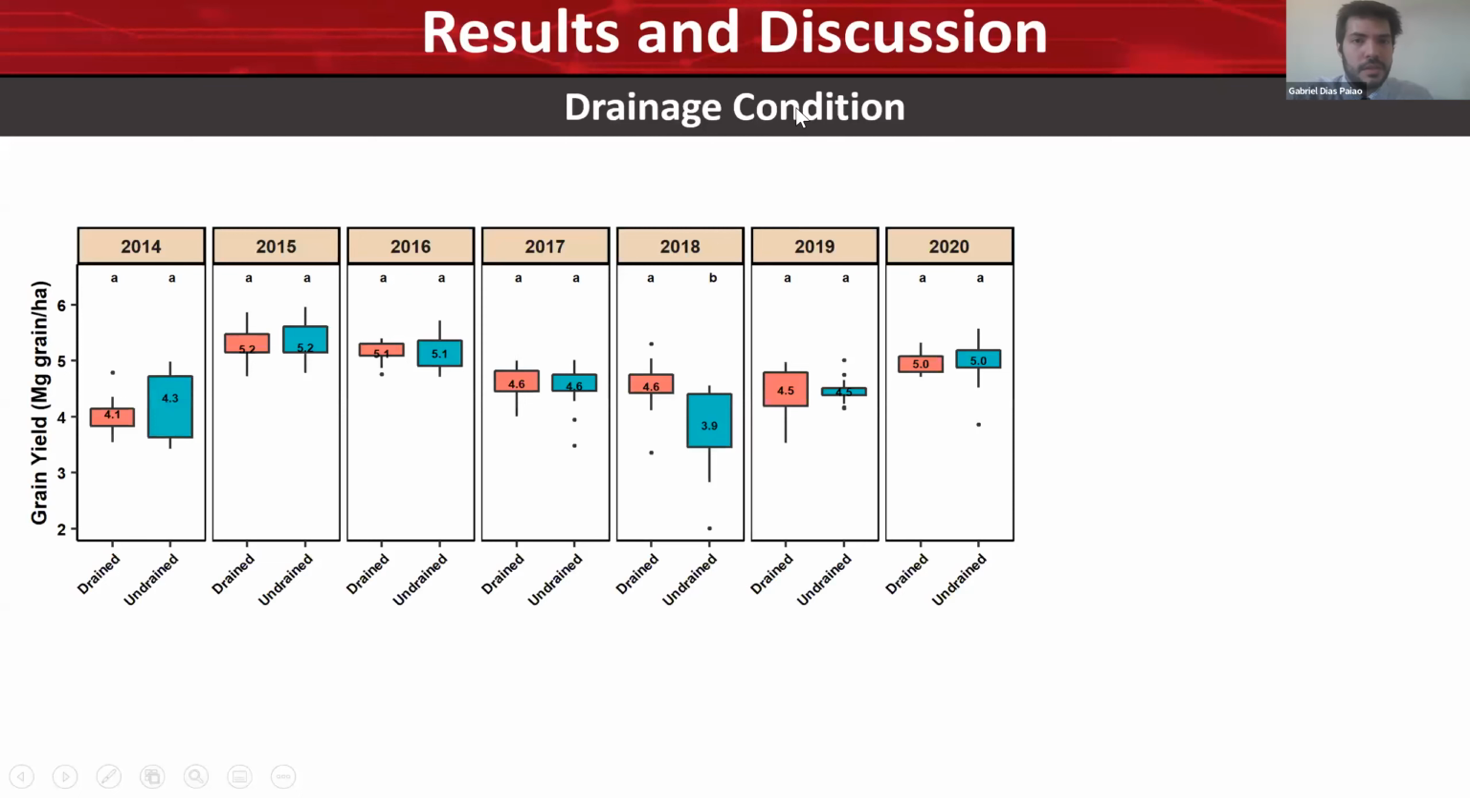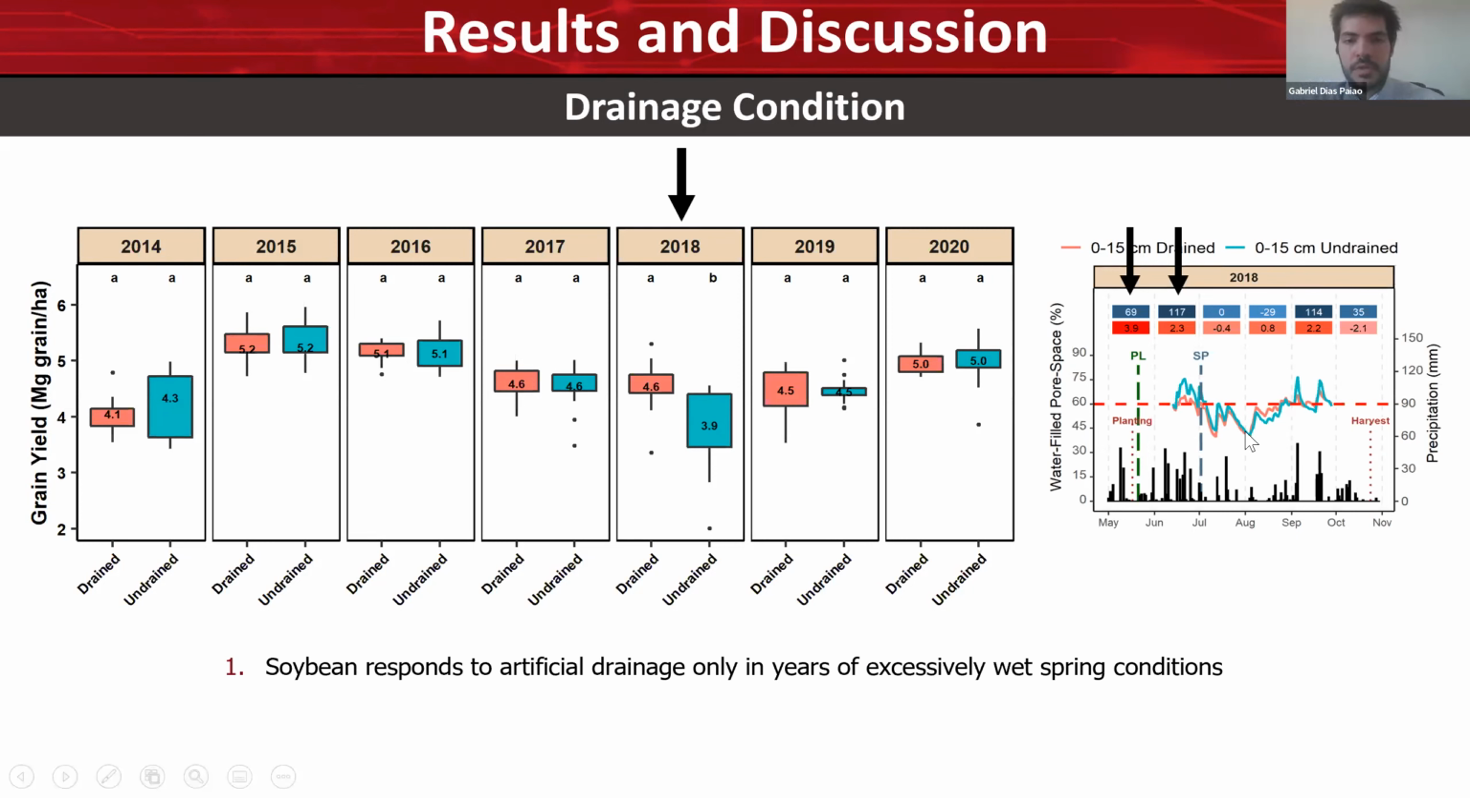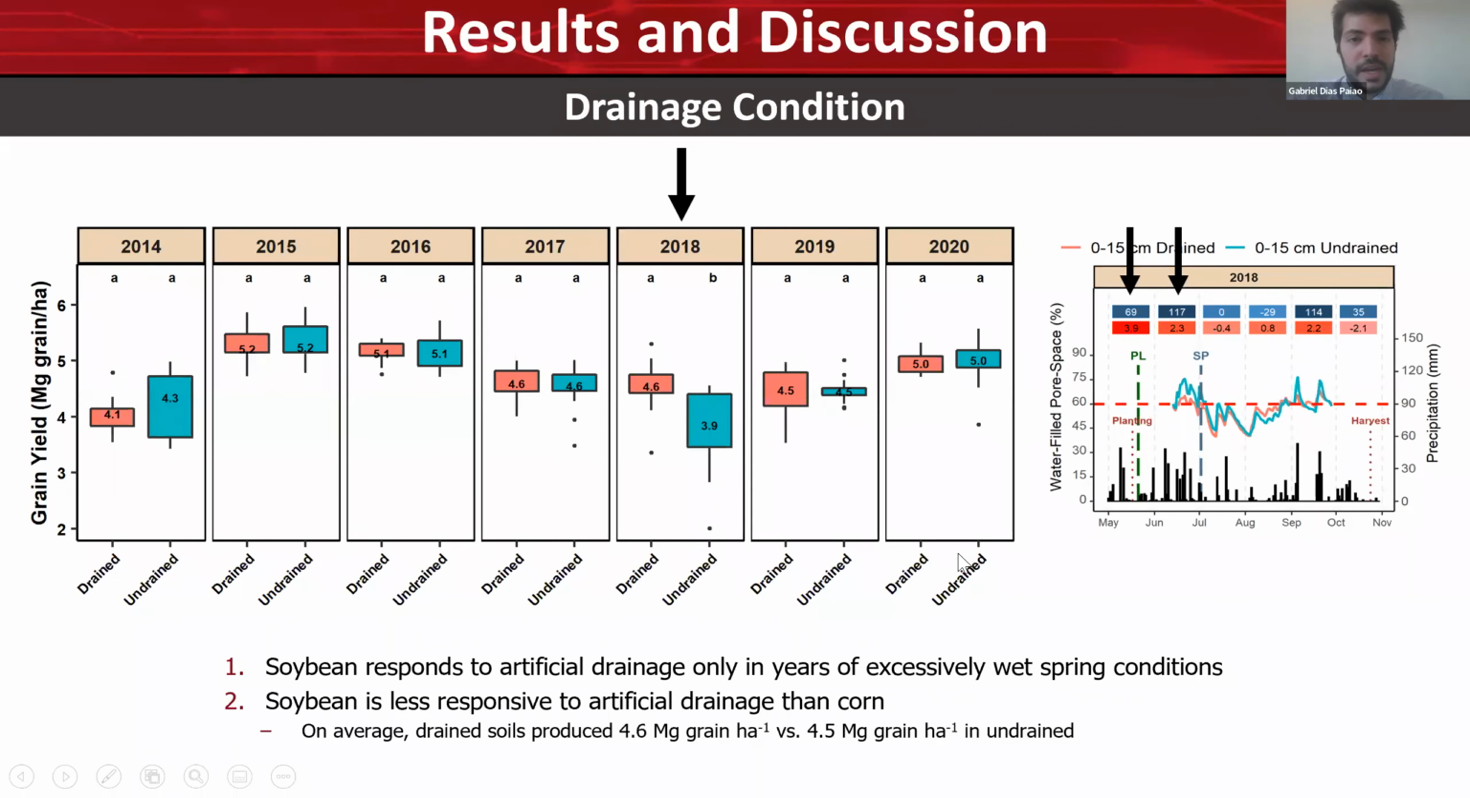So for drainage conditions, we saw a soybean response. So we have grain yield here in the y-axis and drained versus undrained conditions for the different years. We saw that there was a response to artificial drainage just in 1 year for soybean. So just in 2018, that had those very wet and warm spring conditions.